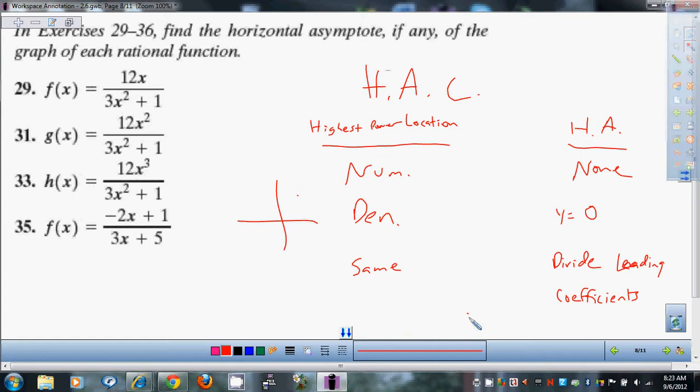What other problem on the board is going to have a similar horizontal asymptote situation where you have the same exponent in the top and the bottom? 35. And what's it going to be? -2/3. Only thing that matters. So this one would be y equals 4, and this one y equals -2/3. Unlike vertical, where you can have any number of vertical asymptotes, you'll only ever have one horizontal asymptote. Only one, or none.